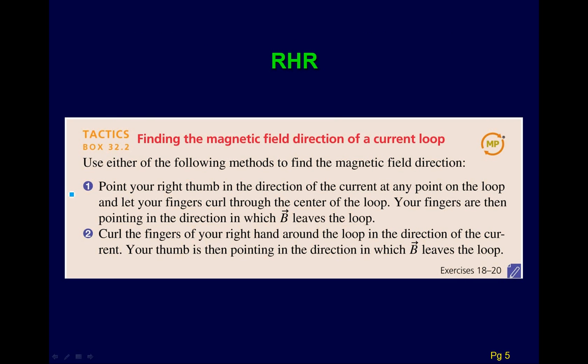And here's the right-hand rule for dealing with loops. So the first one is basically doing the way we just did it. So you point your thumb in the direction of the current, and then see which way your fingers point through the loop. And that's totally fine. If that makes sense to you, do it that way. Another way to think about it that can be a little bit quicker is sort of switching up your fingers and your thumb. And so curl the fingers of your right hand around the loop, and then your thumb is pointing in the direction of the B field.